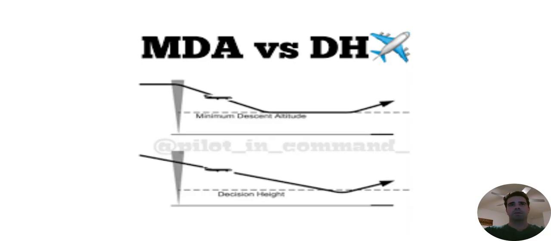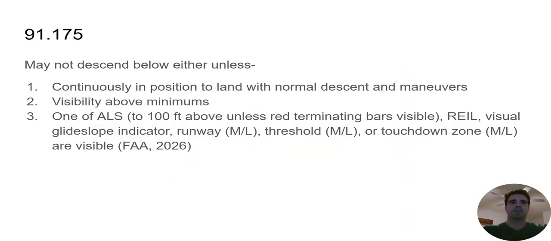So it is appropriate to dip slightly below a DA. It is not to go below an MDA. And when you can descend below either of them, you may not descend unless you are continually in a position to land with normal descent and maneuvers. So that means you're not going to have to drop at 1,500 feet per minute to make the runway, and you're not going to have to do a slip to drop even more altitude, anything like that.